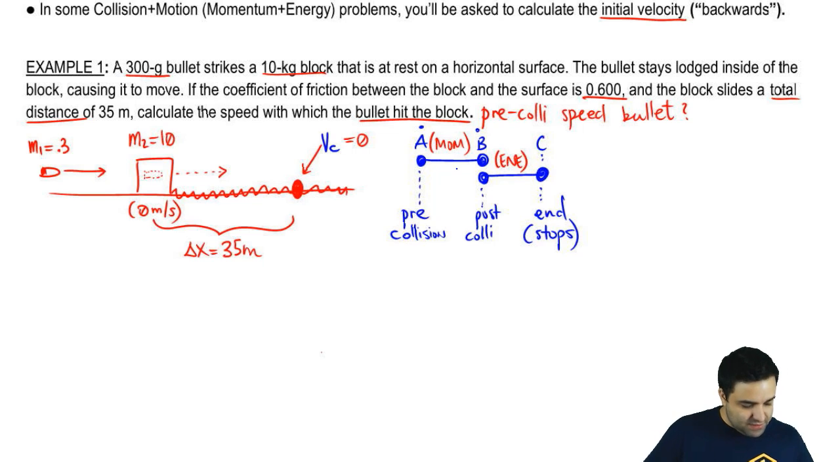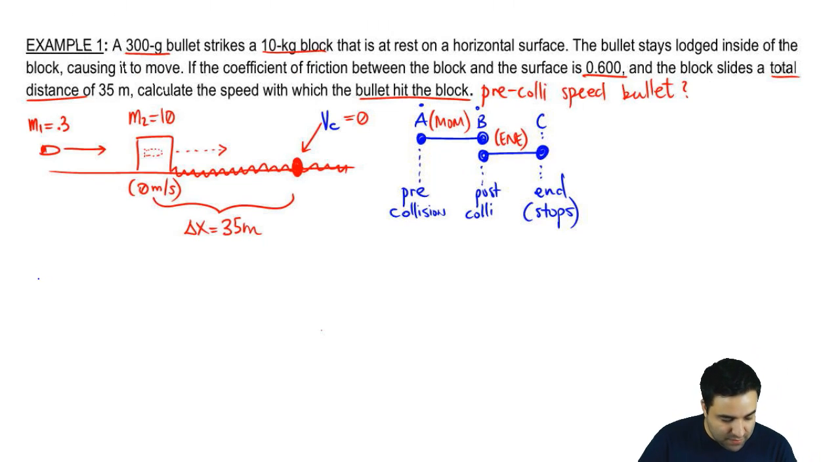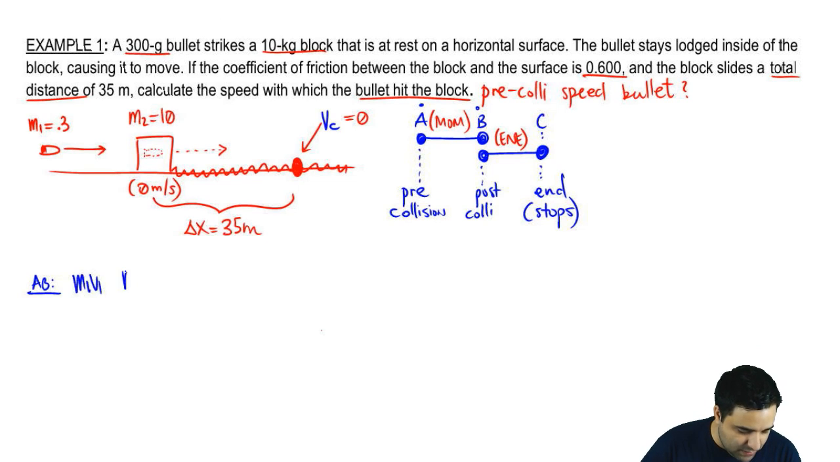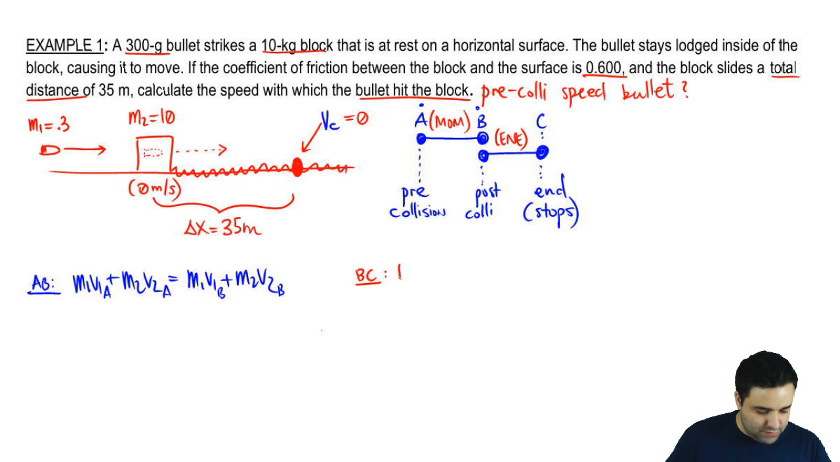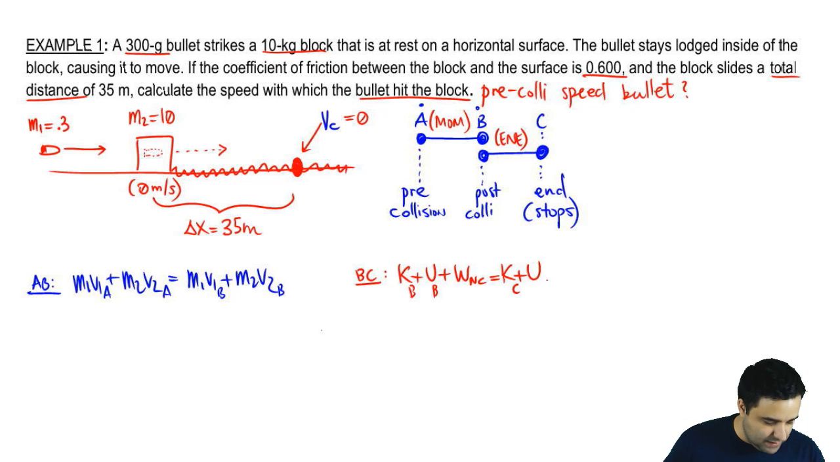All right, so let's write these equations from A to B and B to C. From A to B, I have, as it says here, a momentum equation. So I'm going to write m1 v1, m2 v2, m1 v1, m2 v2. And this is from A to B. Okay? I'm going to go ahead and write the B to C equation already. Let's pick a different color. From B to C, I have the energy equation. So it's K plus U plus work non-conservative equals K plus U. In this case, we're looking at B, B, C, C.